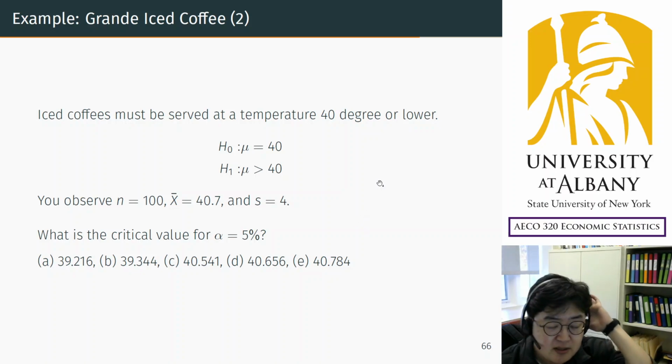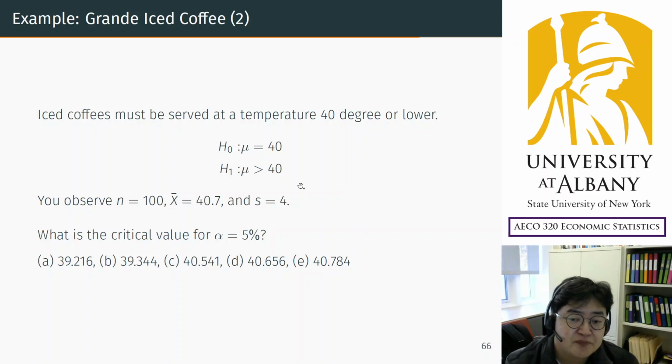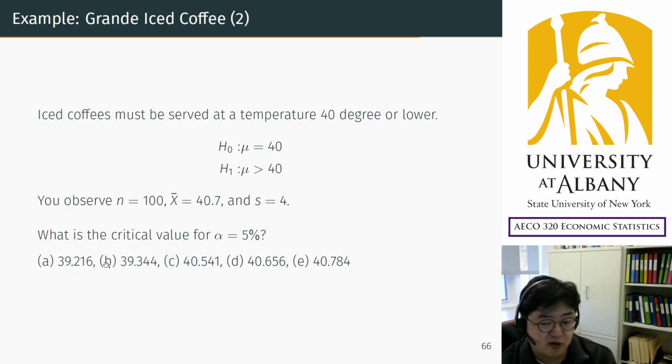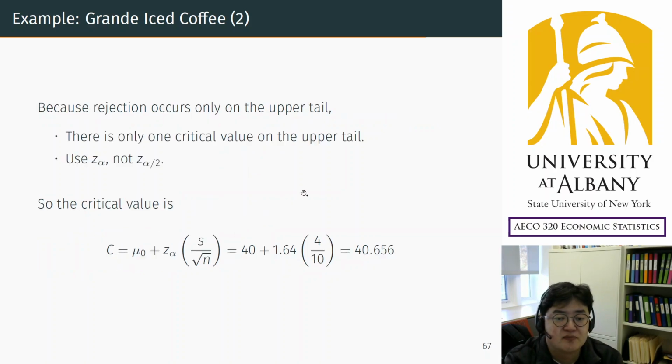Okay, so let me show you the answer. First of all, we are doing an upper tail test. So your critical value must be greater than 40. So these two answers are automatically wrong. They may be used for a lower tail test, but not here. We are worried about the temperature being too high, so these two are not a problem. Okay, critical values go like this.